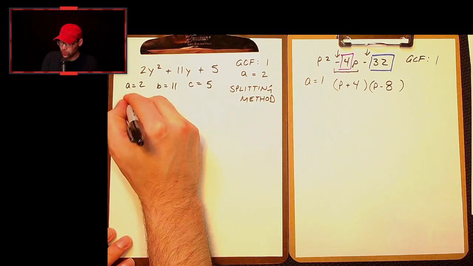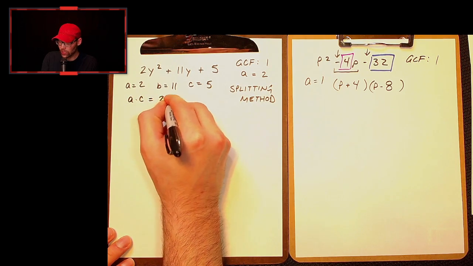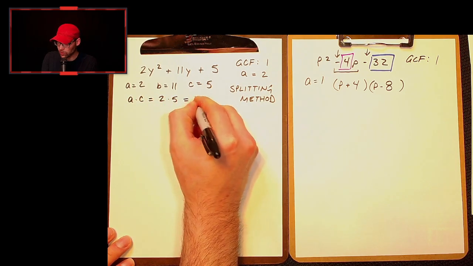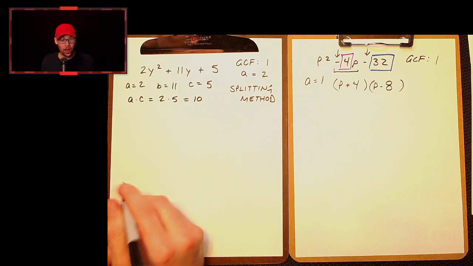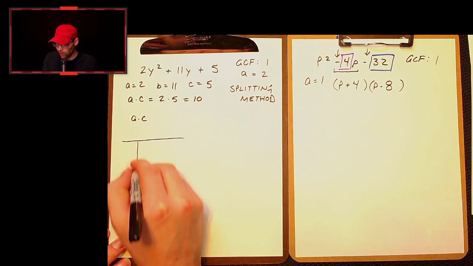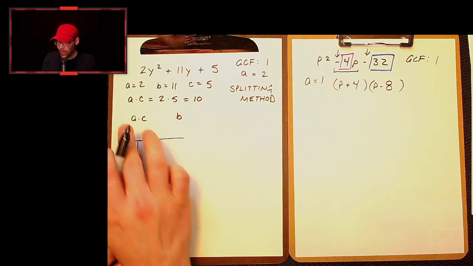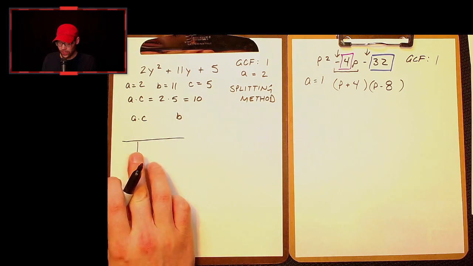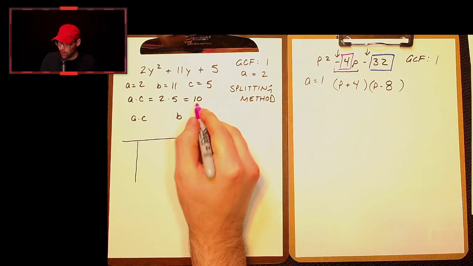So what we want to do is multiply A times C. So we get 2 times 5, which is going to be equal to 10. Set up your AC table. So what we want to do is literally just draw our T table here. A times C goes over the junction of the lines, and we found this to be a positive 10.